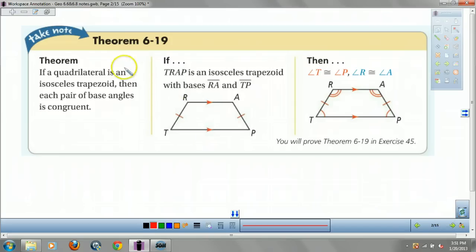Okay, so congruent legs makes it an isosceles trapezoid. A theorem: if you have an isosceles trapezoid, then each pair of base angles is congruent.